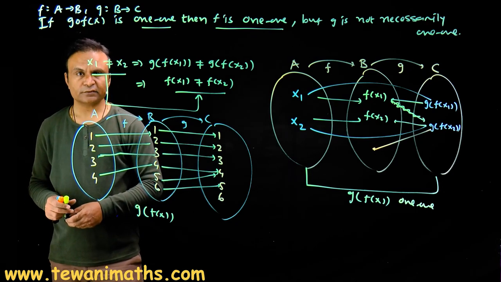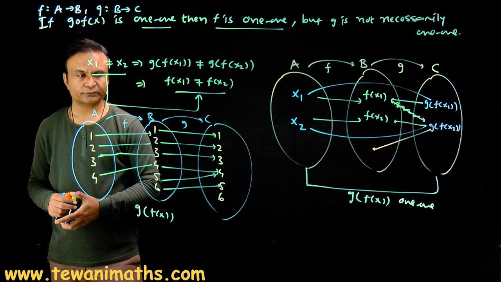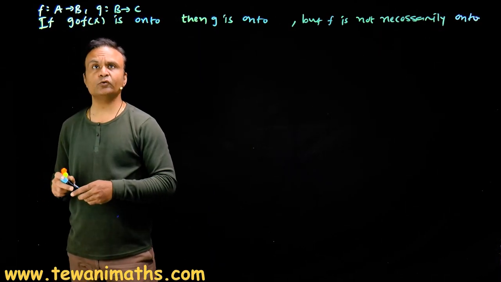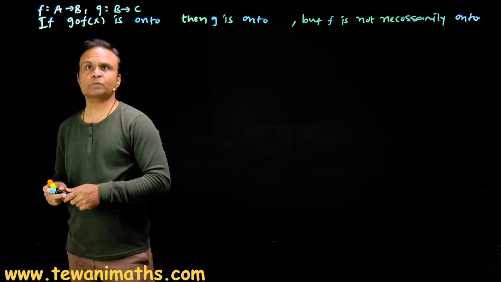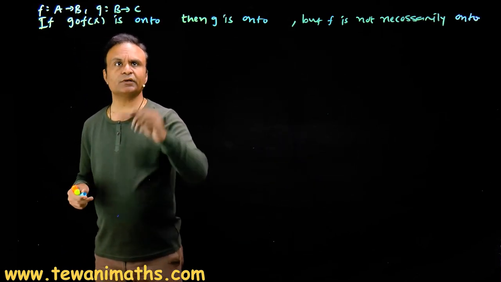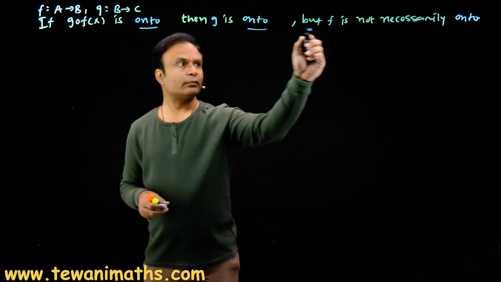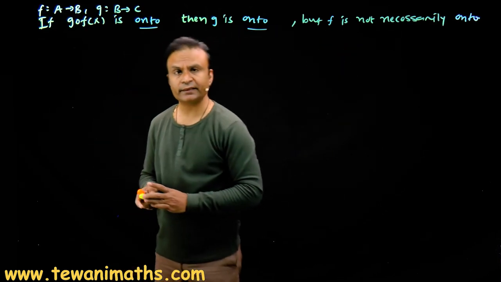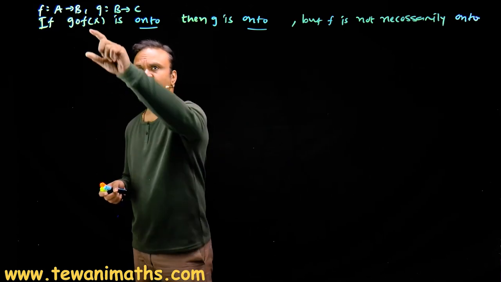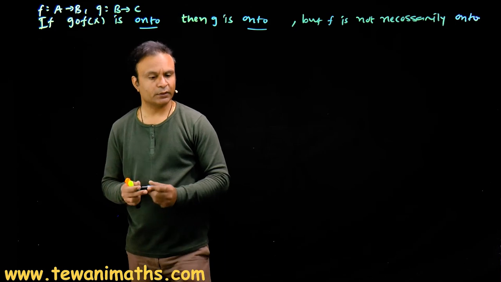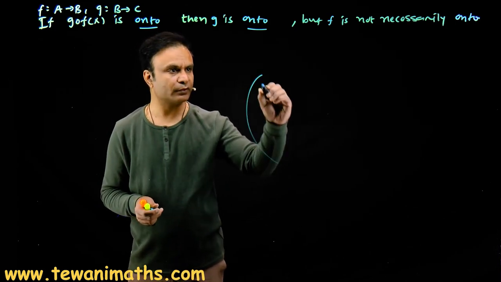Let's see the next statement. The statement is: if function f is from set A to B, g is from set B to C, and if g of f(x) is an onto surjective function, then g is onto, but f is not necessarily onto. Let's first prove this statement: g of f(x) is onto, then g is onto. Start from the mapping.